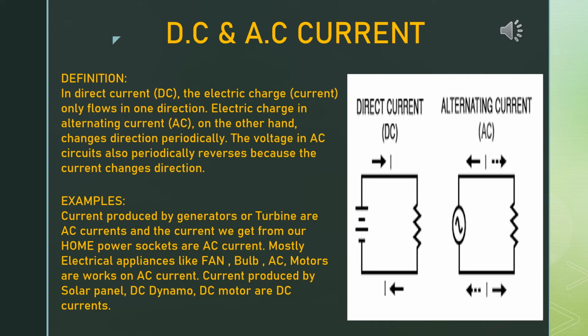Examples: current produced by generators or turbines are AC currents, and the current we get from our home power sockets is AC current. Most electrical appliances like fans, bulbs and AC motors work on AC current. Current produced by solar panels, DC dynamos and DC motors are DC currents.